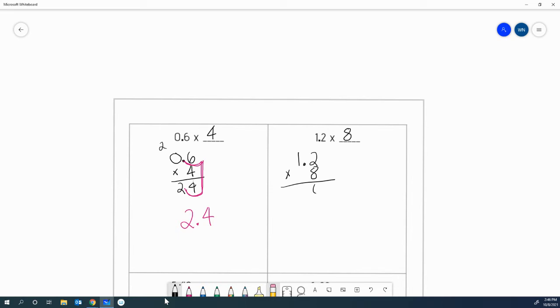2 times 8 is 16. 8 times 1 is 8 plus 1 is 9. But our answer is not 96. We still have to swoop it. So you go find your decimal. You swoop it out. That's one swoop. Drop it down. Swoop it in the same number of swoops. One swoop out, one swoop in. 9 6/10 is our answer.